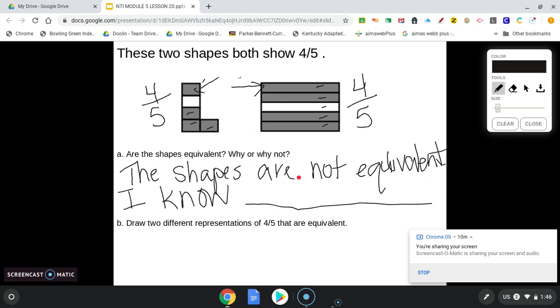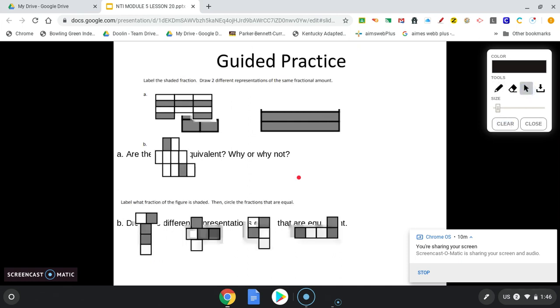So I'm going to do one showing 4/5. So there's 1, 2, 3, 4, 5, and I'm going to shade in 4. So that's 4/5, and that's equivalent to the first shape. Now you can also do one for the second shape, and I want you to do that by yourself as well. You can pause the video while you do that.